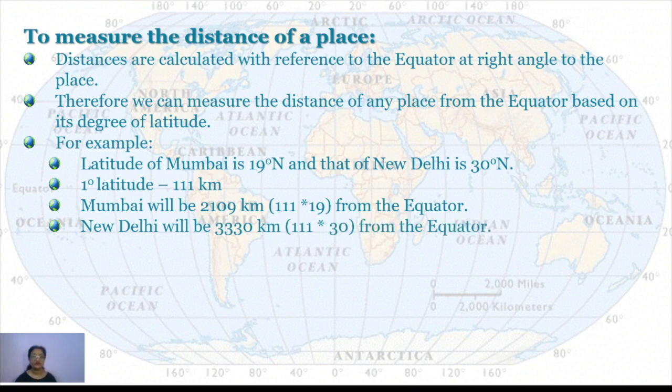In the same way, let us calculate the distance of New Delhi. The latitude of New Delhi is 30 degrees north, 30 degrees from the equator. 1 degree has a distance of 111 kilometers, so 30 into 111 gives 3330 kilometers. So New Delhi is lying at a distance of 3330 kilometers from the equator.